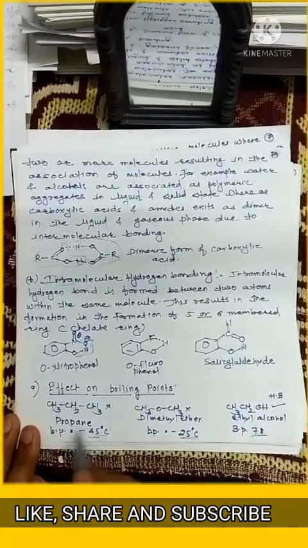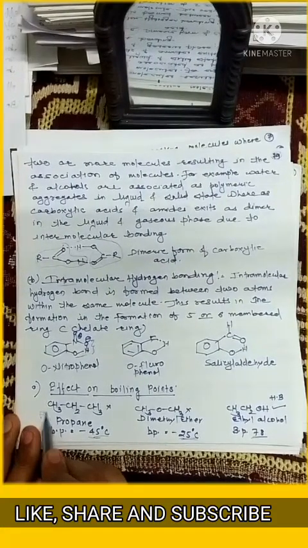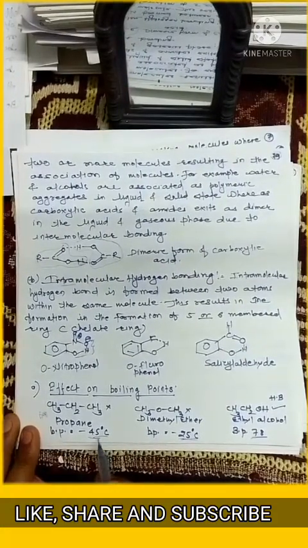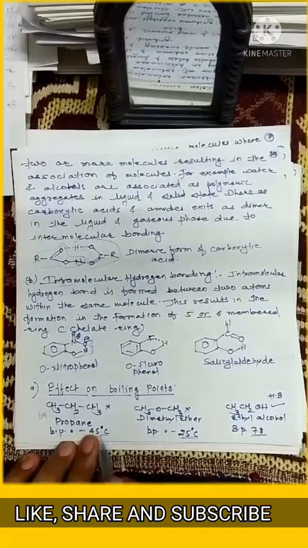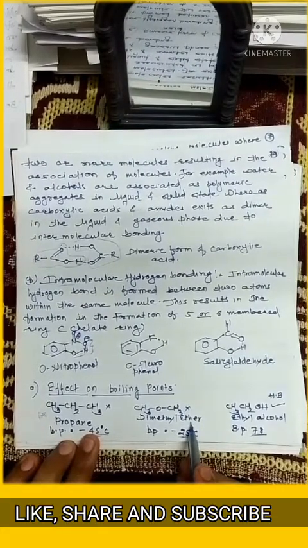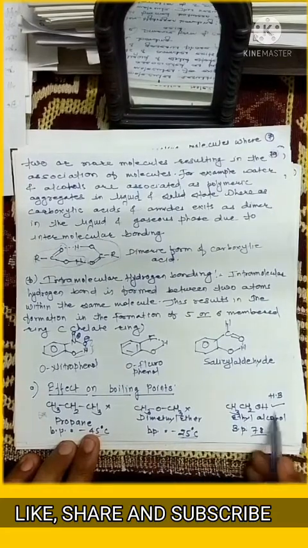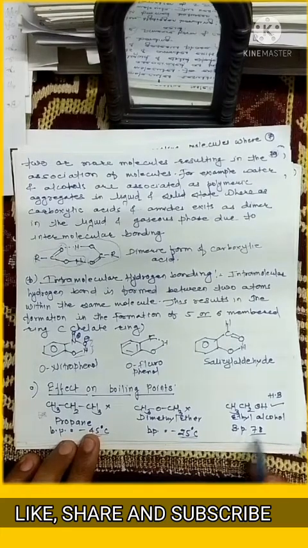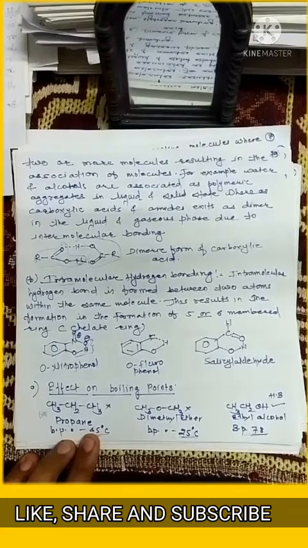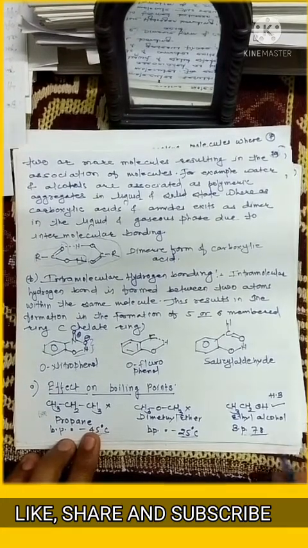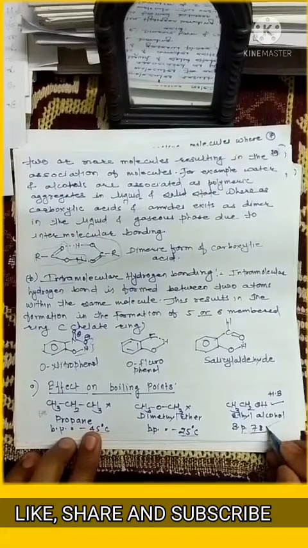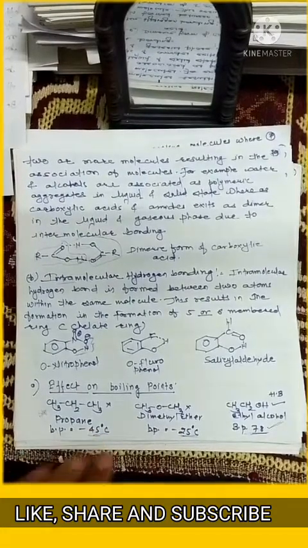So in propane there is no hydrogen bonding, so boiling point is very low. Same thing with dimethyl ether. But in ethyl alcohol, intermolecular hydrogen bonding takes place. That's why the boiling point increases. In simple language we can say that due to hydrogen bonding, the boiling point of compounds increases.